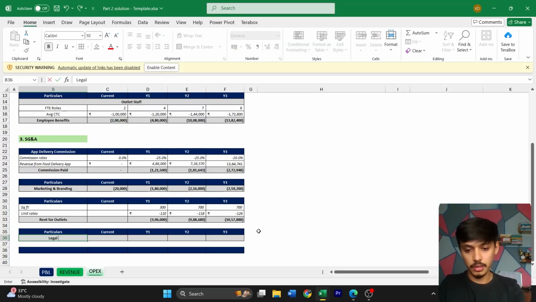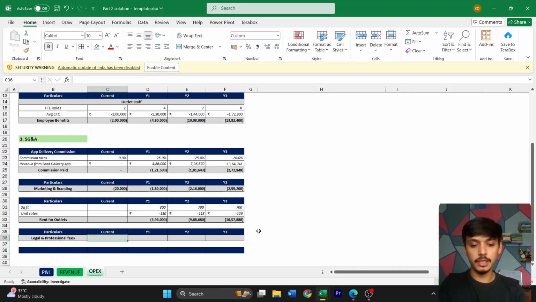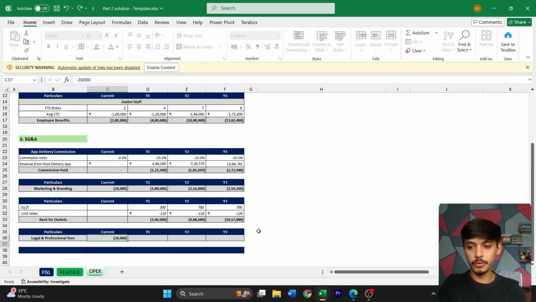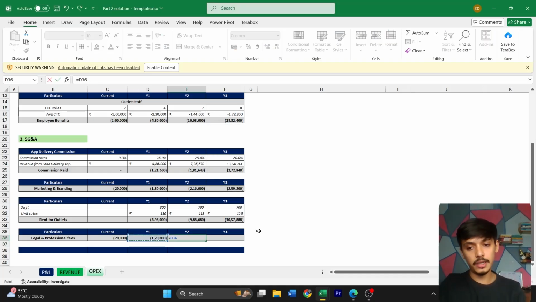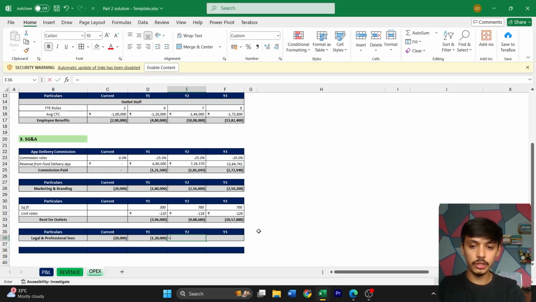So legal and professional: currently it was 20,000, negative 20,000. Then it is expected to rise to 10,000 per month, negative 10,000. So we have 120, and it is assumed to grow 20 percent in year two and year three.